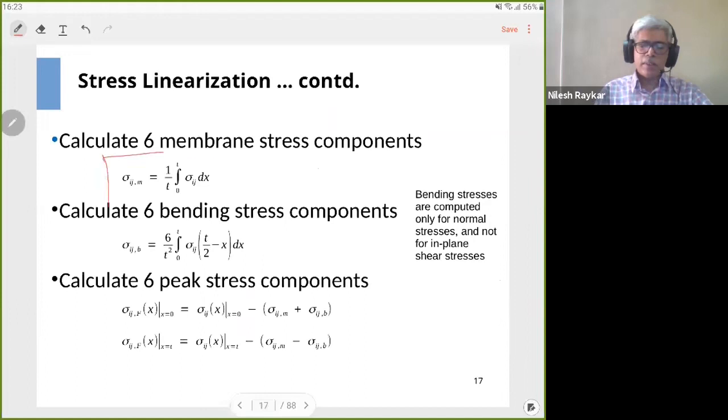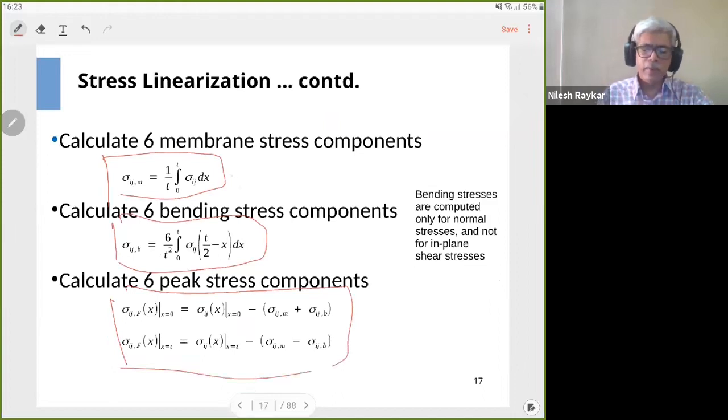So the mathematical expressions for obtaining these components are given here. You need not remember them, except you have to understand the fundamentals. Like in the quiz problem or in the examination, you may be given a distribution of sigma x in terms of certain nodes. So you'll be asked what is the value of membrane stress. So it is nothing but the average value of the stress along those points.